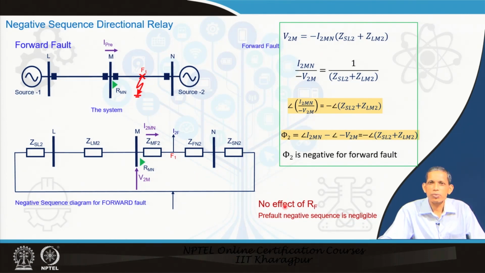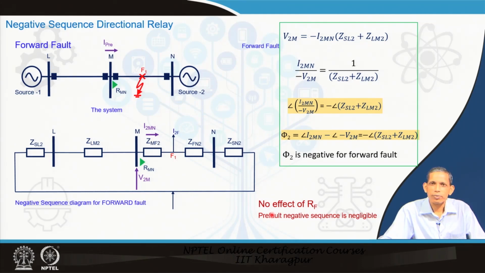Now, however, in the case of the negative sequence component, there is negligible negative sequence current in a line. That means the negative sequence current is not affected by the loading condition. That leads to another advantage: this approach using phi 2 is not affected by RF and not affected by the pre-fault load condition or the load current. That is the advantage of the negative sequence over the positive sequence component. We will see through different examples also.